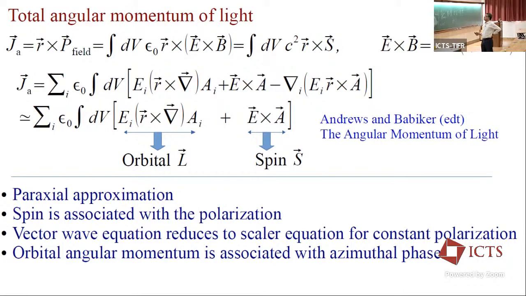These calculations you can follow in this book, but this vector calculus you can follow in Berestetskii's book on relativistic quantum mechanics also. And then you can define, under certain conditions, orbital angular momentum and spin angular momentum. Spin is associated with the polarization, and the vector wave function reduces to a scalar equation for constant polarization, and orbital angular momentum is associated with the azimuthal phase.